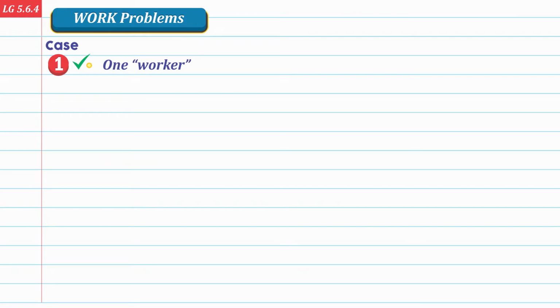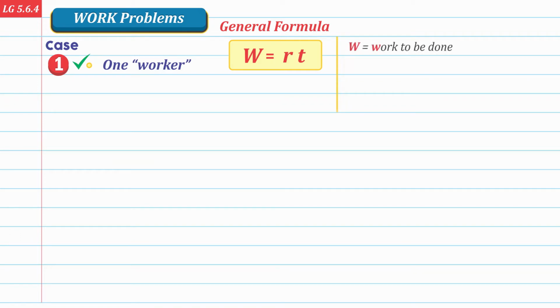In this case, we use the general formula for work problems, and that is W equals R times T, where W is the amount of work to be done, R is the rate or speed of the worker doing the work, and T is the time to do the work.